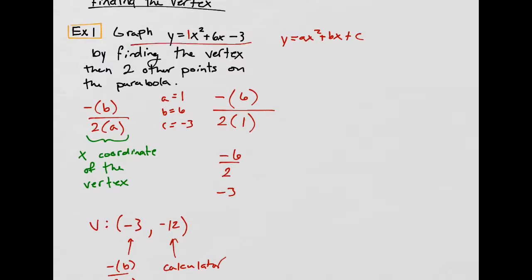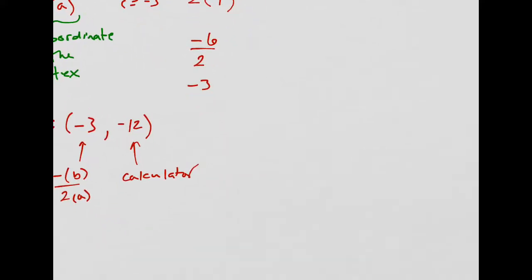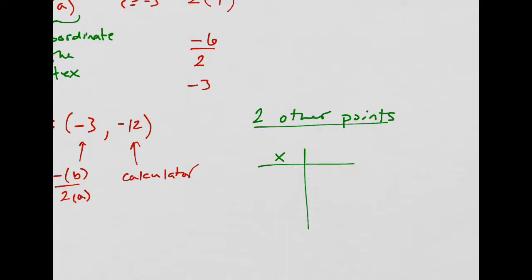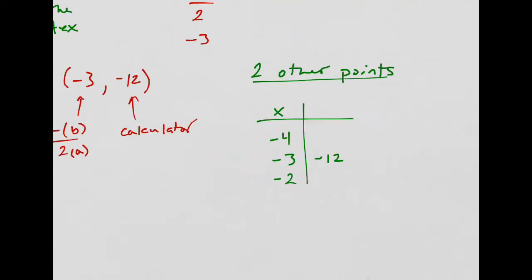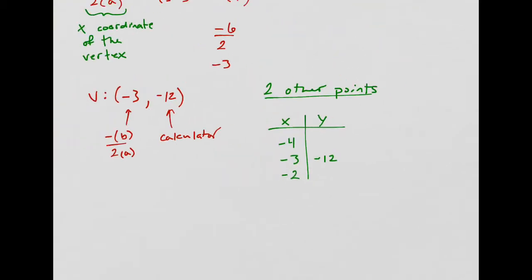Okay, so it said graph this by finding the vertex, then 2 other points on the parabola. For the 2 other points, I already know where the vertex is, so I'll write it in the middle. I know that if I plug in -3, I get out -12. So I want a number here and a number here. I'm just going to go one to the left and one to the right. So this would be -4, and this would be -2. And I'll plug those in to see what my y-coordinates are.